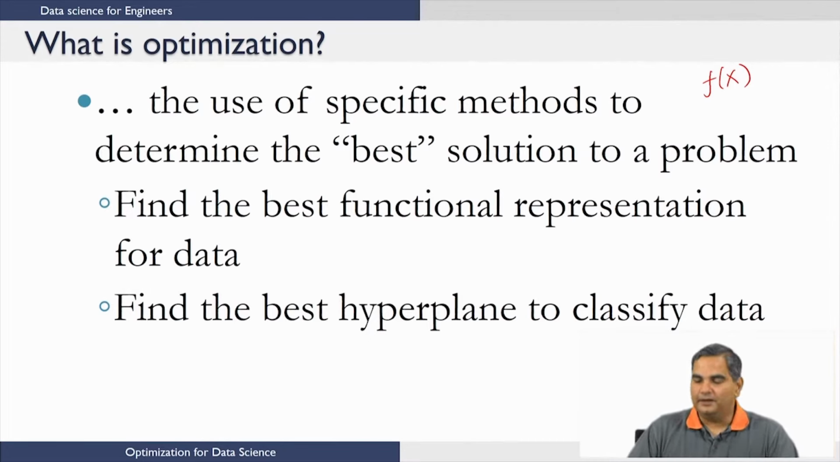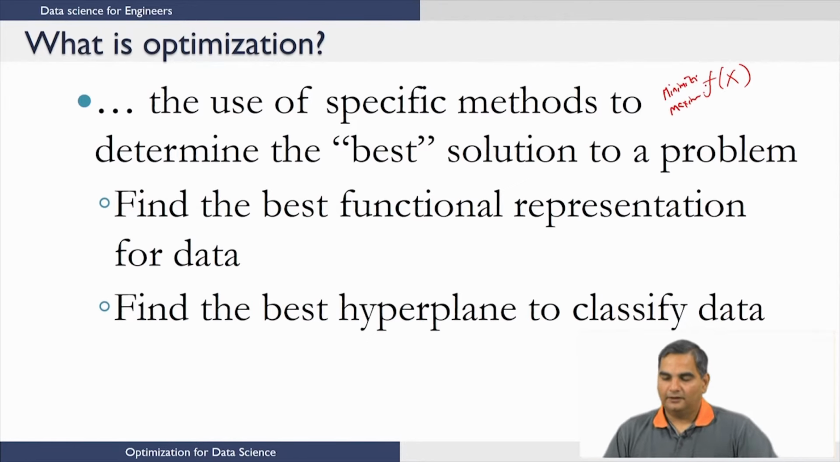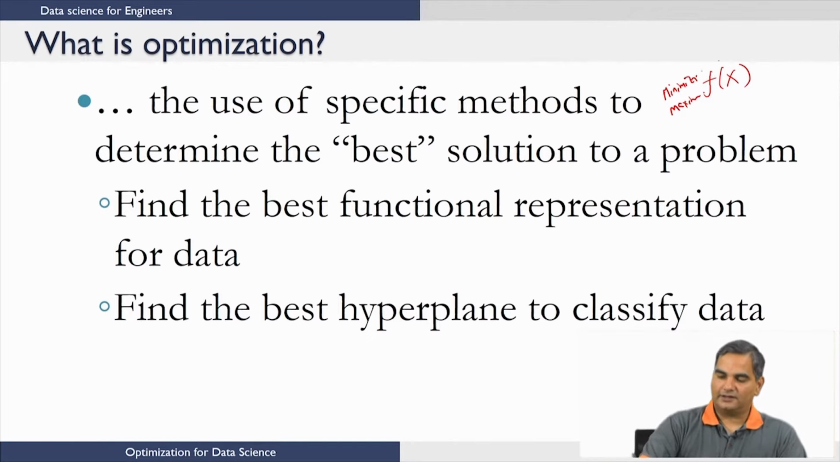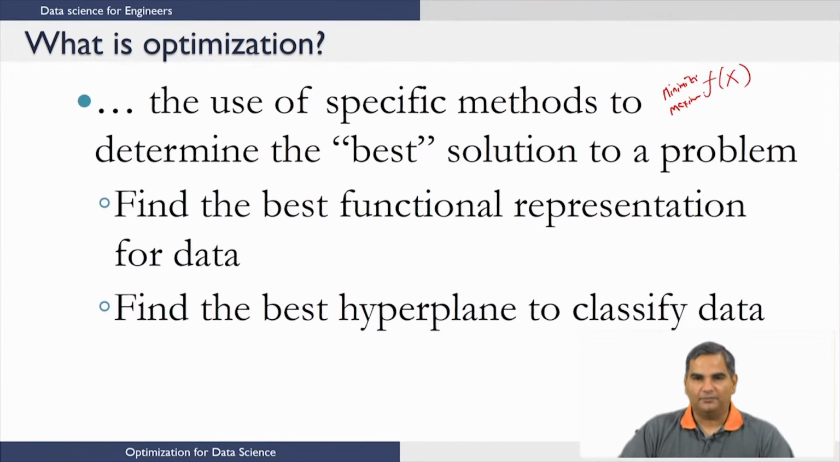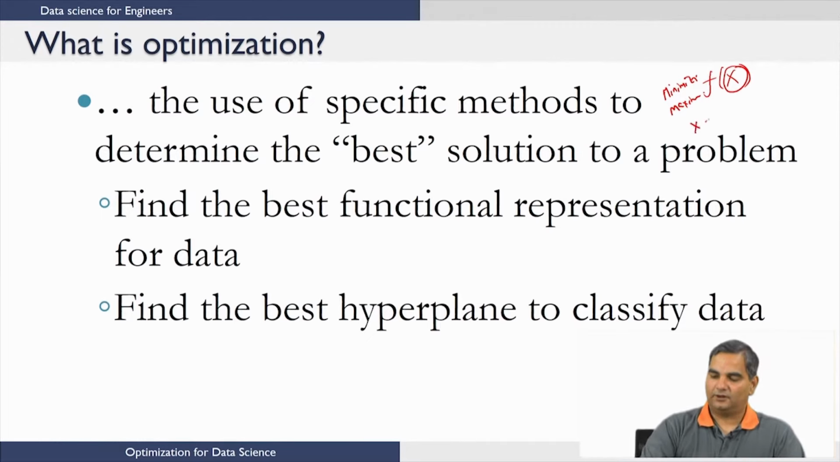Now, what does best mean? You could either say I am interested in minimizing this functional form or maximizing this functional form. So, this is the function for which we want to find the best solution. And how do I minimize or maximize this functional form? I have to do something, and the variables that are in my control so that I can maximize or minimize this function are these variables x. So, these variables x are called the decision variables.